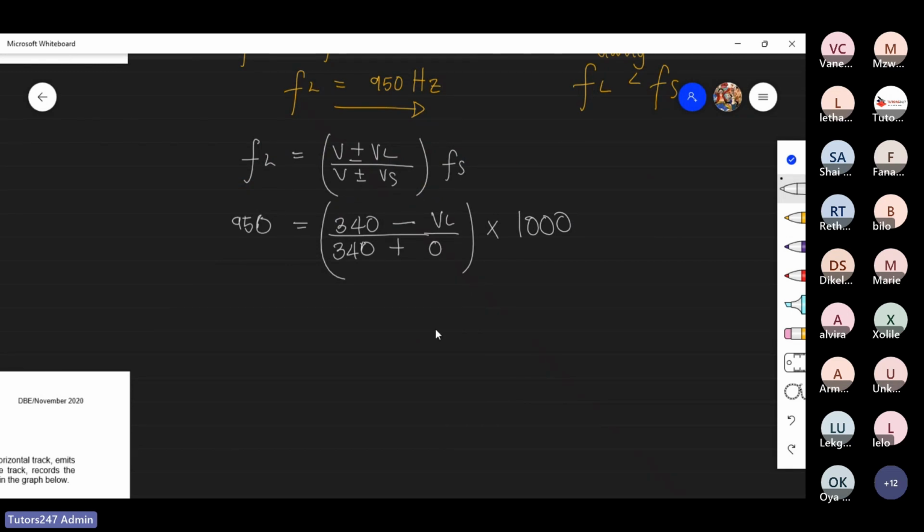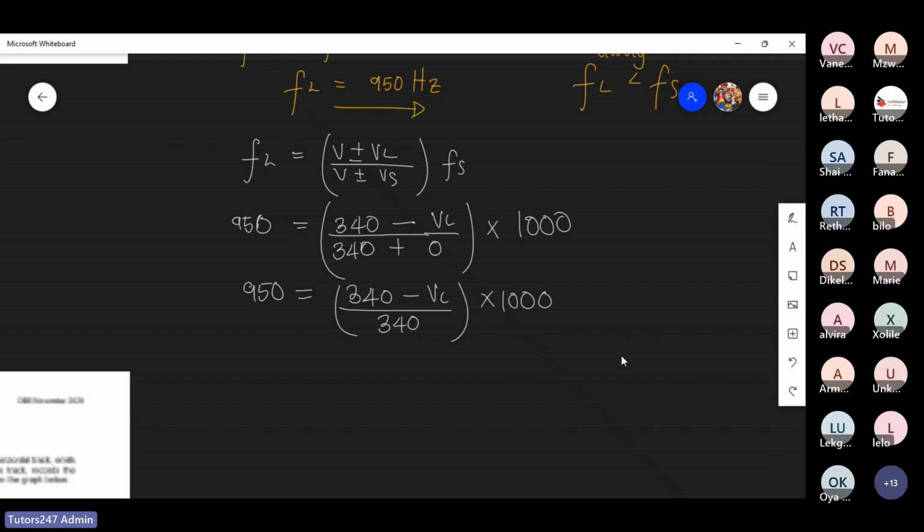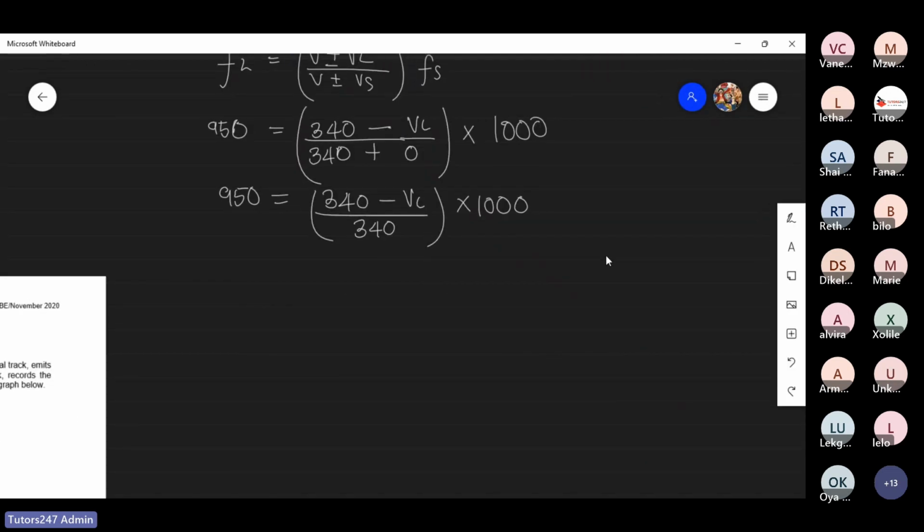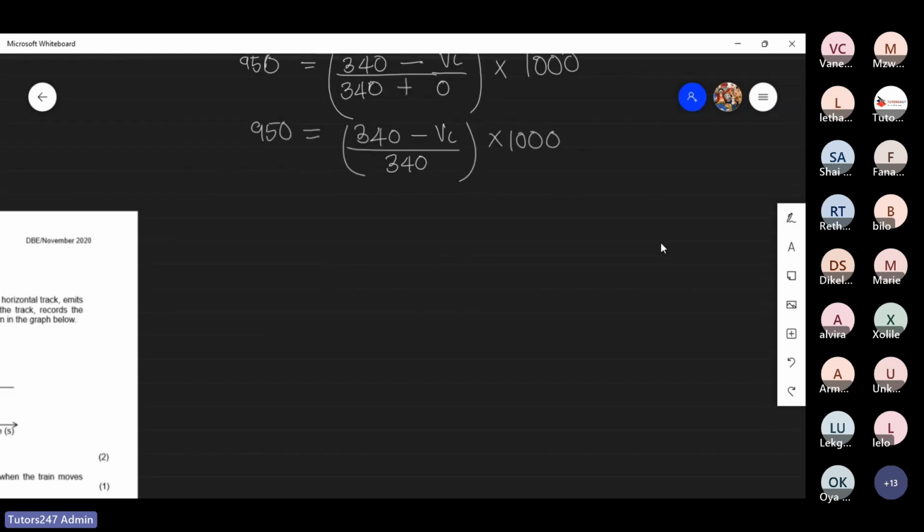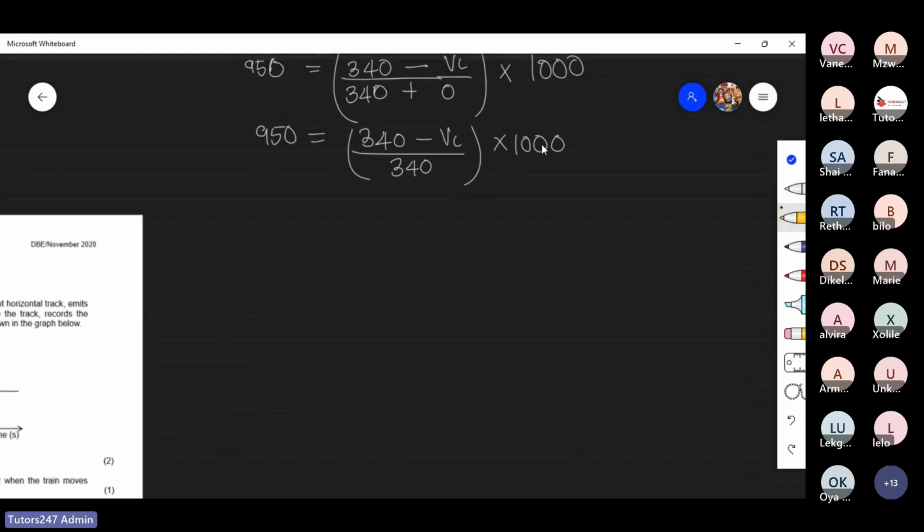From there, we now need to simplify. So we have 950 equals (340 minus VL) all over 340, times 1000. Now there are a few options that we can take. One option would be to multiply this 1000 into the bracket. The second option would be to divide both sides by 1000. I'll take the longer method and we will multiply 1000 into the bracket to try and solve for VL. So this 1000 will be multiplied with VL and with 340.